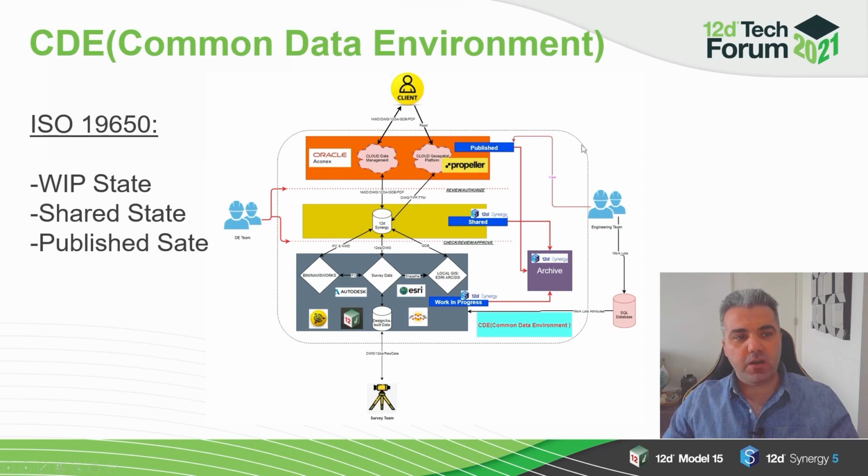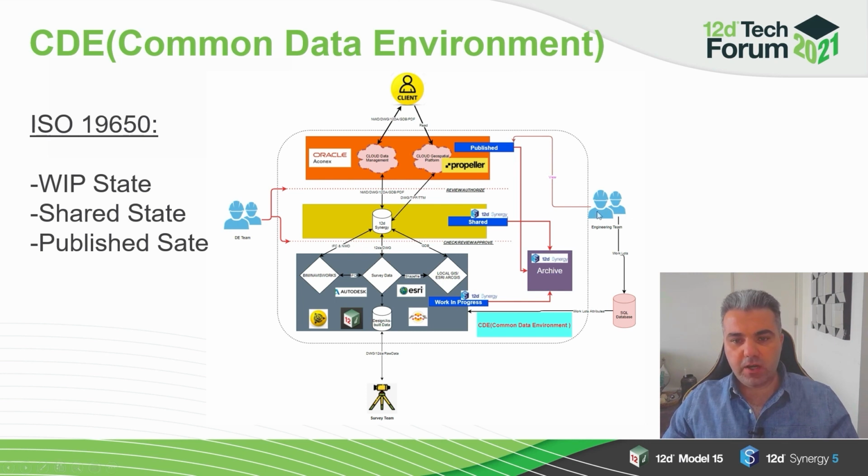The common data environment comes from ISO 19650. In this environment, the digital engineer has to outline all the states of the data. We've got the work in progress state, the shared state, and the published state. And this is an example of how you put all these systems together in one system.